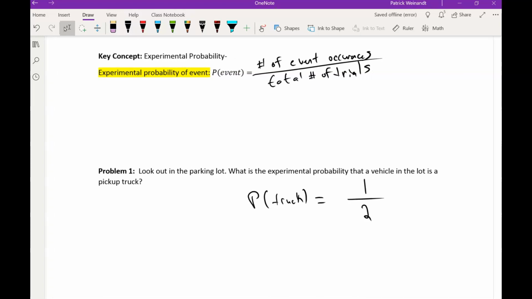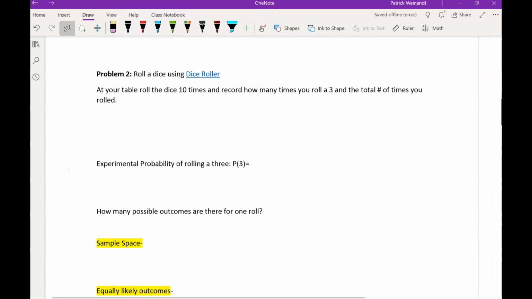So for an experimental probability, we're going to talk about theoretical later. Experimental is you do the actual thing, and the likelihood that an event occurs is given by taking the number of event occurrences over the total number of trials.